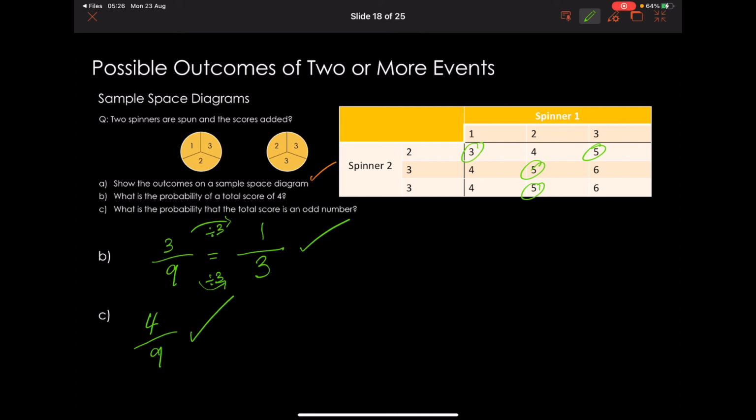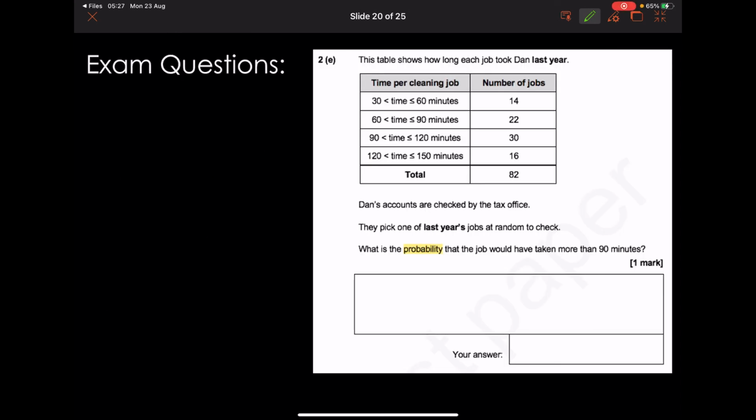Okay, so now we've looked at all of the necessary content, we're going to go through a few mock questions or exam questions to kind of get you going and make sure you understand things in total, properly. Let's start with this one. This table shows how long each job took Dan last year.